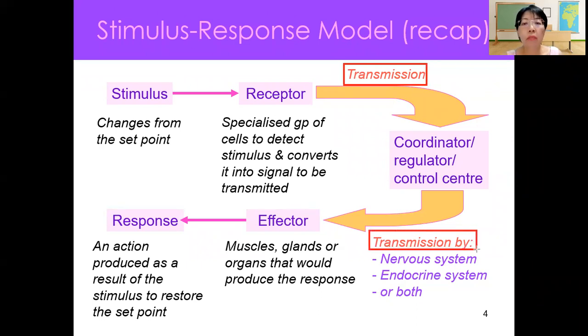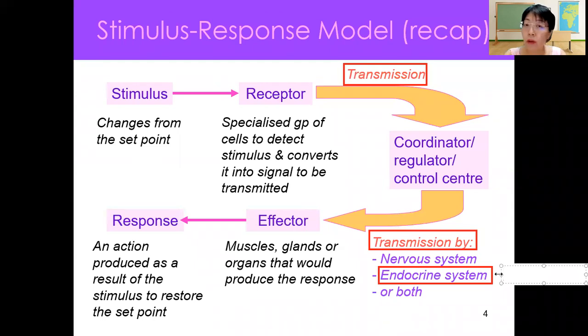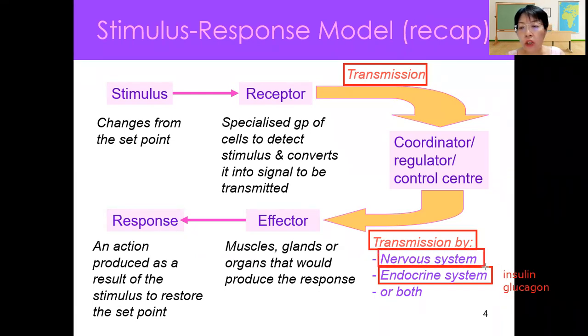Okay, under transmission part, you have looked at endocrine system, using the example of regulation of blood glucose concentration. So you have learned about insulin and glucagon, in regulating the blood glucose concentration. So this is an example for endocrine system, in the transmission and coordination in our stimulus response model. So in this chapter, we are going to look at the nervous system in the coordination or in the transmission part of our stimulus response model.